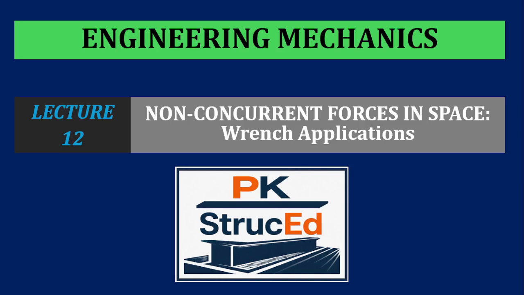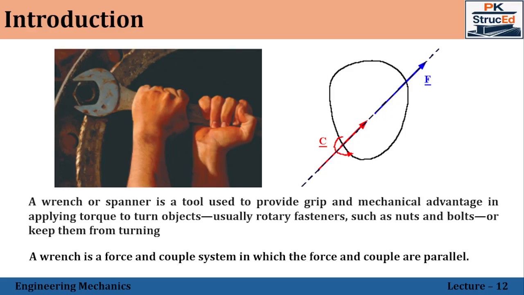In today's lecture, we extend the concept further and introduce an important application known as a wrench. The idea of a wrench directly connects force couple systems with real engineering tools and mechanisms. In everyday language, a wrench or a spanner is a tool used to tighten or loosen nuts and bolts by applying torque. However, in engineering mechanics, the word wrench has a very specific meaning. A wrench is a force couple system in which the force and couple are parallel to each other.